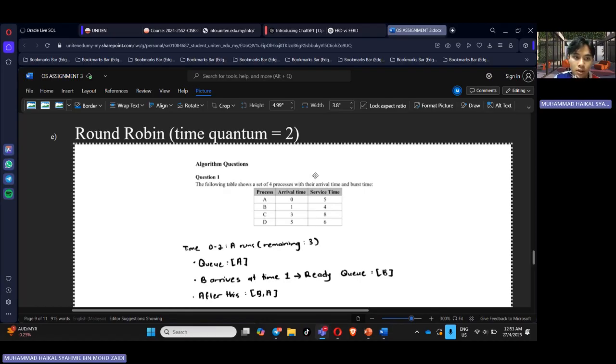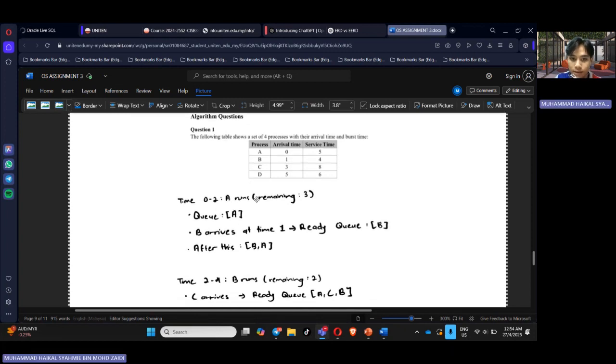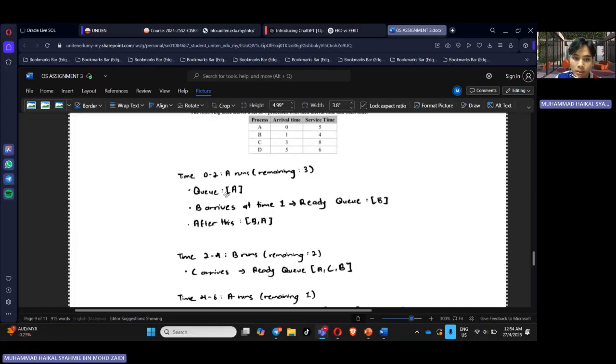So I'm gonna explain about round robin. So for the question 1, E, the time quantum given is 2. So we see at this table and we go through for the process A. So process A arrival time is 0 and the service time is 5. So at the time 0 until 2, A arrives and then A runs. So the service time is 5 minus 2 and the remaining for the service time is 3. So B arrives at time 1 and B is ready in the queue. And after process A completed at time 0 until 2, process A queues after process B.